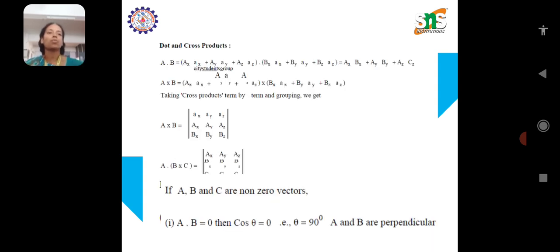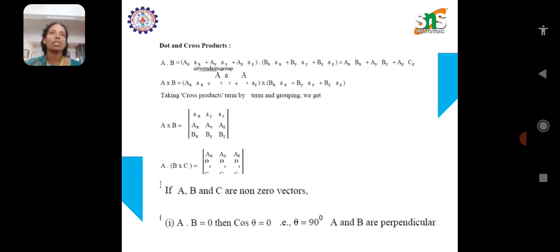Dot product and cross product. Dot product is nothing but the scalar product, and cross product is the vector product. Dot product is AX ax plus AY ay plus AZ az dot BX ax plus BY ay plus BZ az, which is equal to AX BX plus AY BY plus AZ BZ. Here the unit vectors of similar direction give 1, whereas the unit vectors in dissimilar directions give 0.